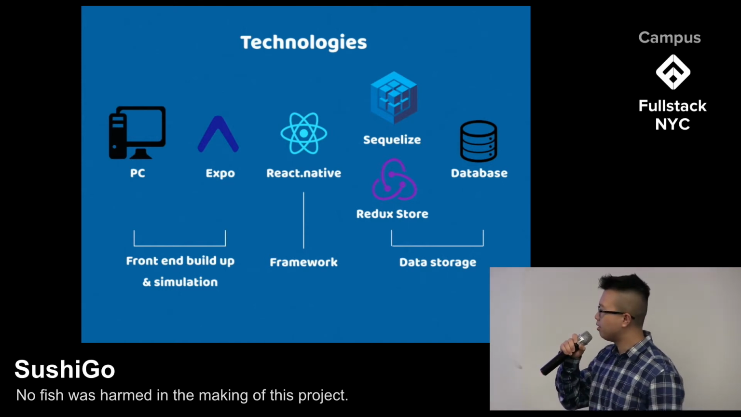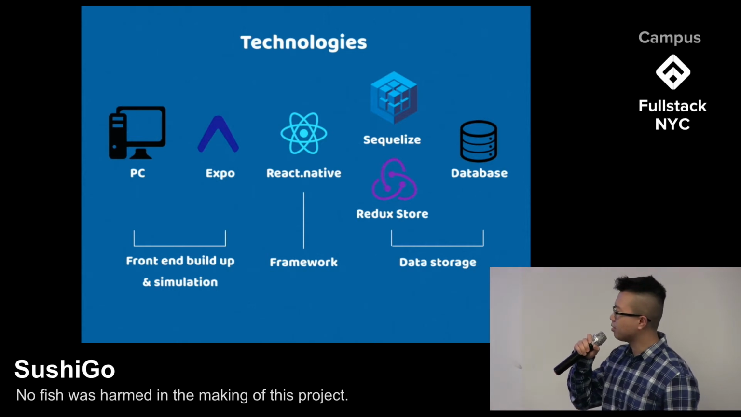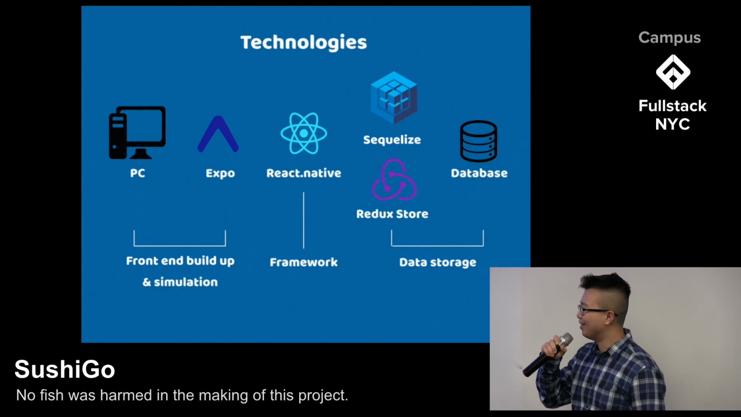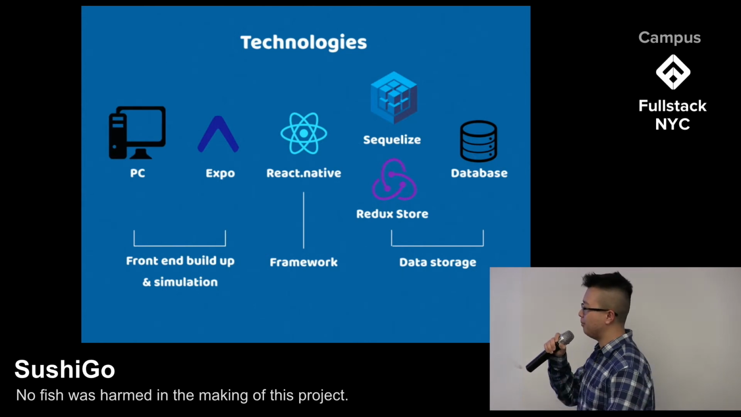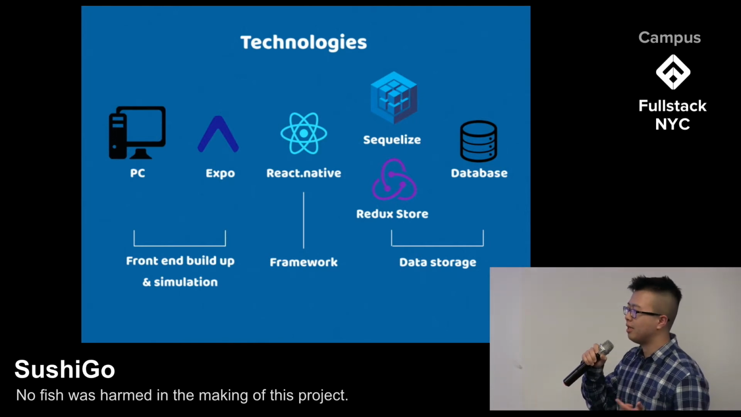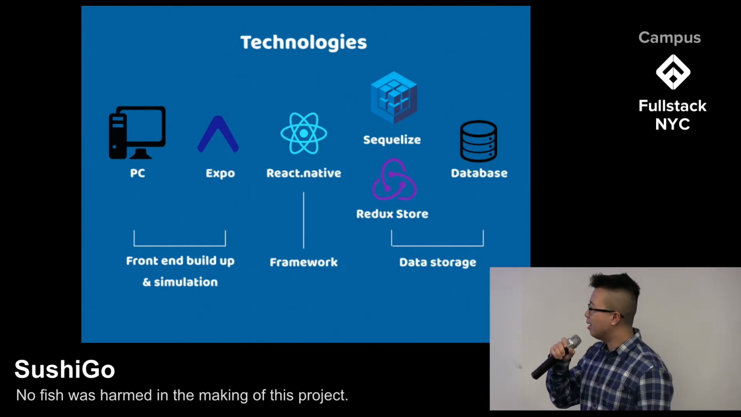And for our data storage, we use Redux Store. We use Redux Store to handle our game data. And Sequelize will help us to save our permanent data inside of our database, such as users' names, their passwords, or their game scores, etc.